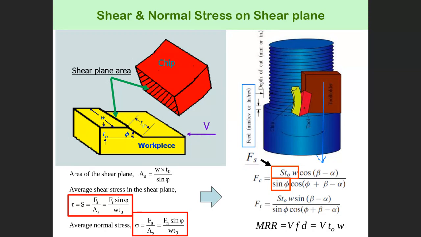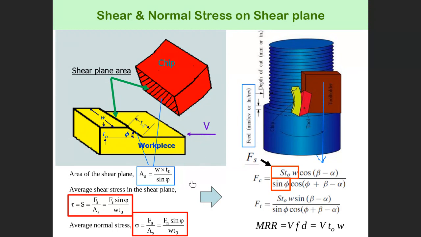This is the shear area, here and here. So As, the shear area, equals w, the depth of cut, multiplied by t0, the uncut chip thickness, divided by sine phi, which is the shear plane angle.